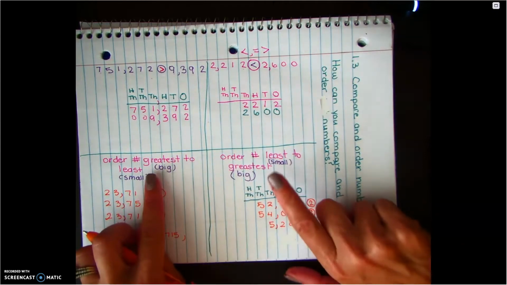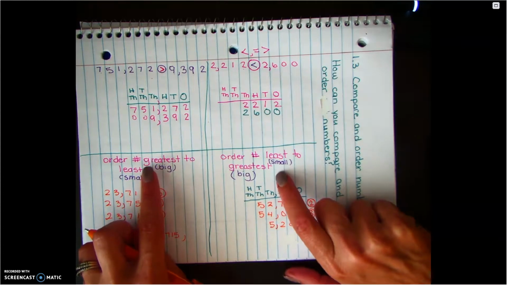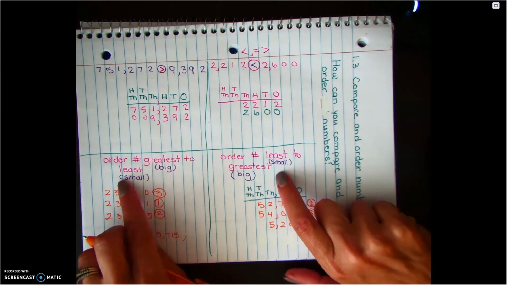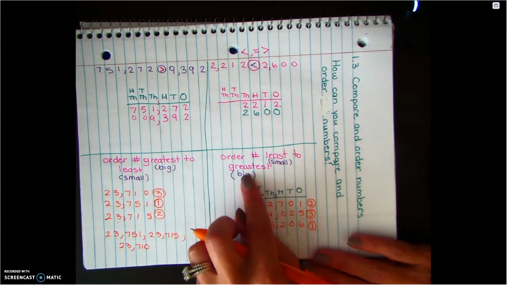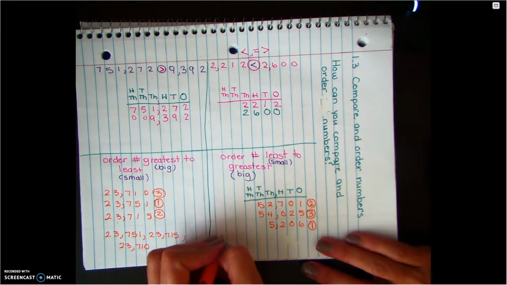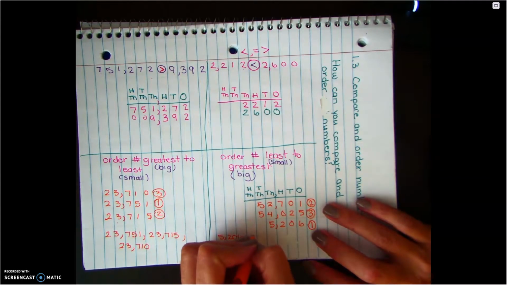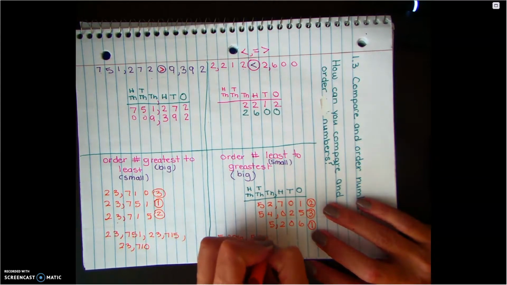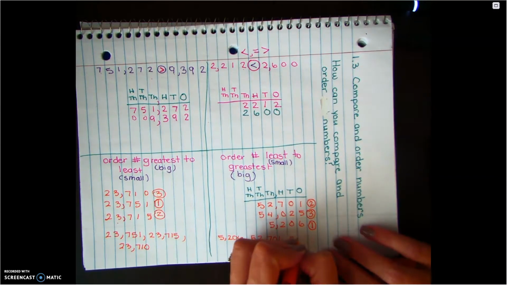Because we had two different sets of directions, this is where I get some of my friends confused. If it's greatest to least, that means your bigger number goes first, and if it's least to greatest, that means your smaller number goes first. So writing the answer for this one is 5,206 is my smallest. My next smallest is 52,701, and the next one is 54,025.